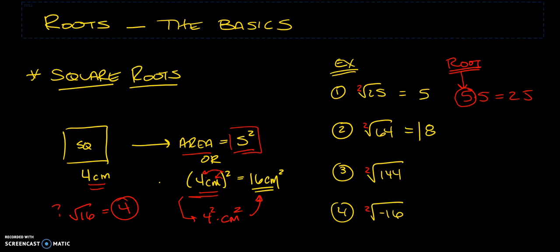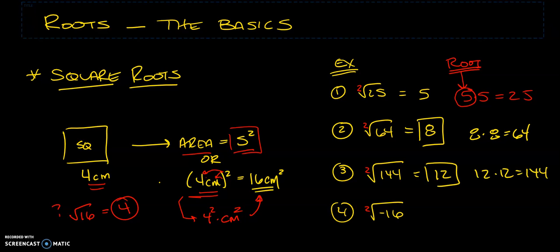So the square root of 64, that number that can be multiplied by itself to give me 64, is 8. And I know that the square root of 144 is 12 because I know that 12 times 12 is equal to 144. Now we come to this one, and the temptation is to say, oh, well, that must be negative 4. Well, no, that's a does not equal sign.